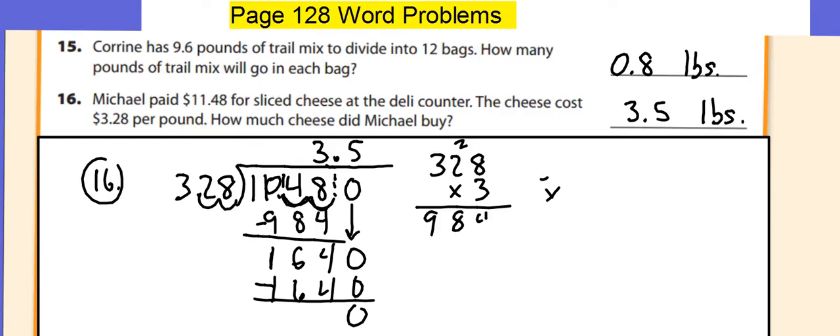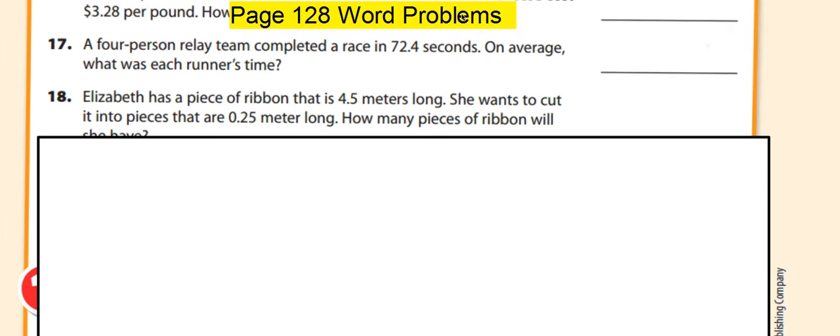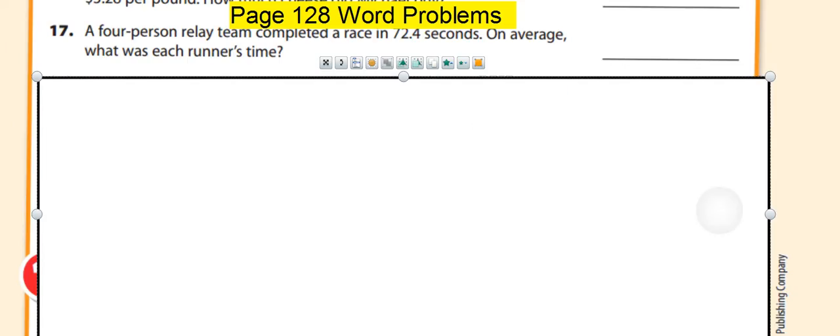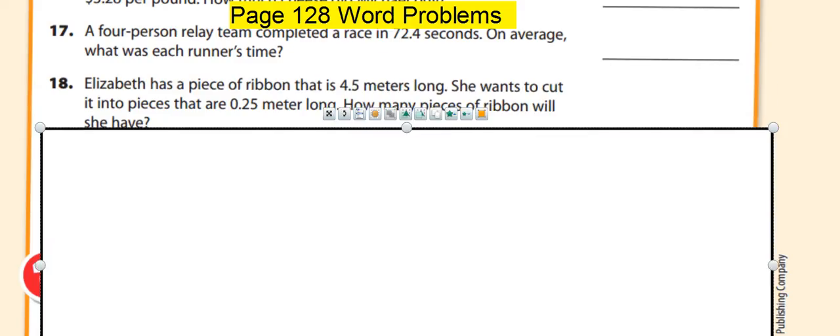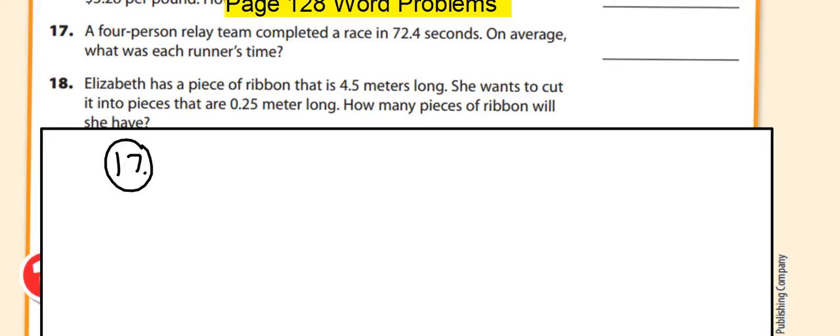We are going to move on to number 17 and 18. That's going to require that I clear my annotations here and move my board up a little bit. And I am now on numbers 17 and 18. Move my whiteboard up just a little bit. And number 17 reads, a 4-person relay team completed a race in 72 and 4/10 seconds. On average, what was each runner's time?